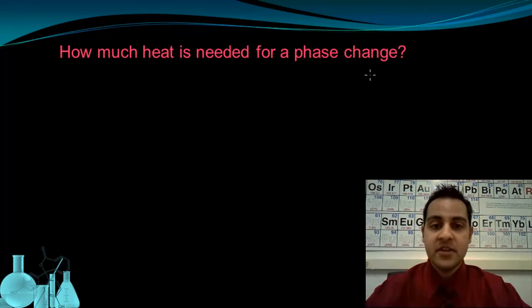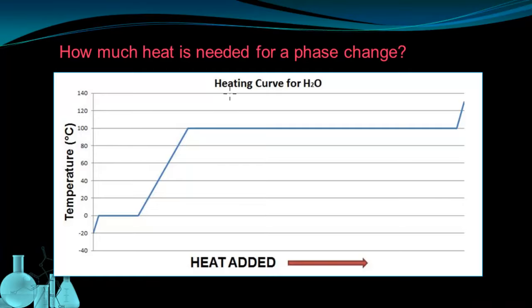Now to talk about a phase change, we have to be talking about a specific substance, because this question is going to be different for every substance. So for now, let's use water as an example of what happens to a substance as heat is added. Here we have what's called a heating curve for a substance. In this case, the heating curve is for water. A heating curve is generated by measuring the temperature of a substance as heat is added at a constant rate.